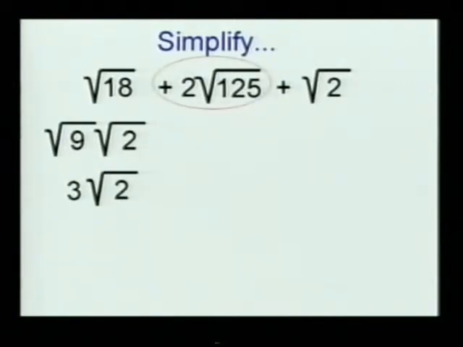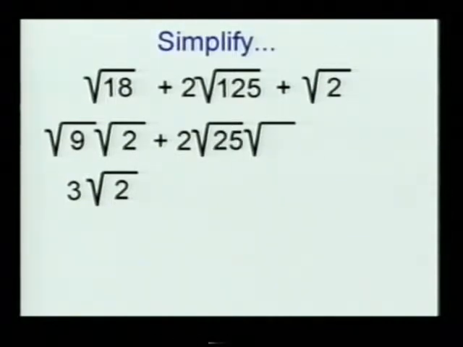Now, let's work on the next one. Let's break, as we did before, the square root of 125. Bring the 2 down into good and evil. I'm going to break 125, take out the biggest perfect square, and see what's left over. Now, square root of 25 is 5, and I get 10 there. Got to bring down your radical 5, and there you go.